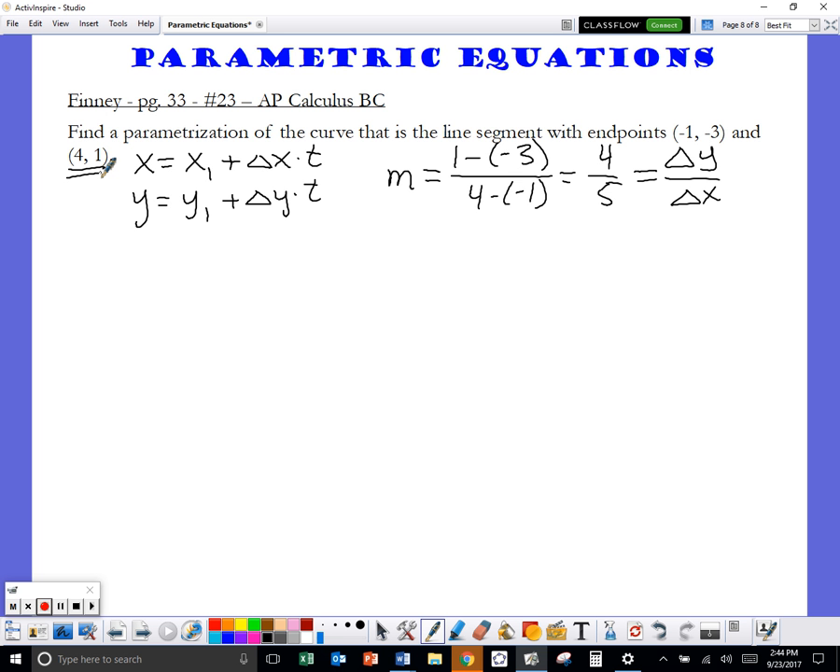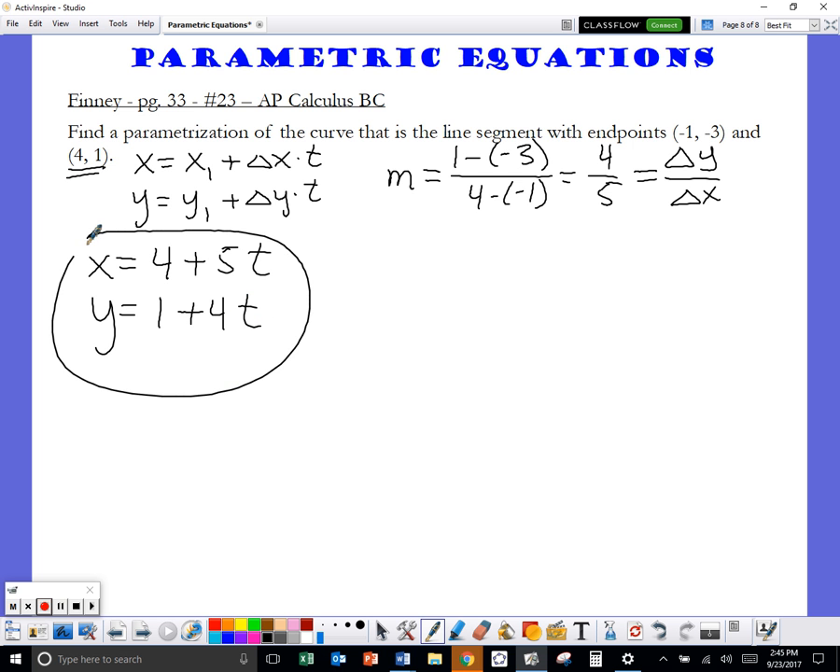Okay, and they've given us 2 points. If we use the other one, we get a different parameterization. So let's write these. X is equal to x sub 1, which is 4, plus 5t. And y is 1 plus 4t. And we have a parameterization. Here are our two equations, x and y in terms of t.